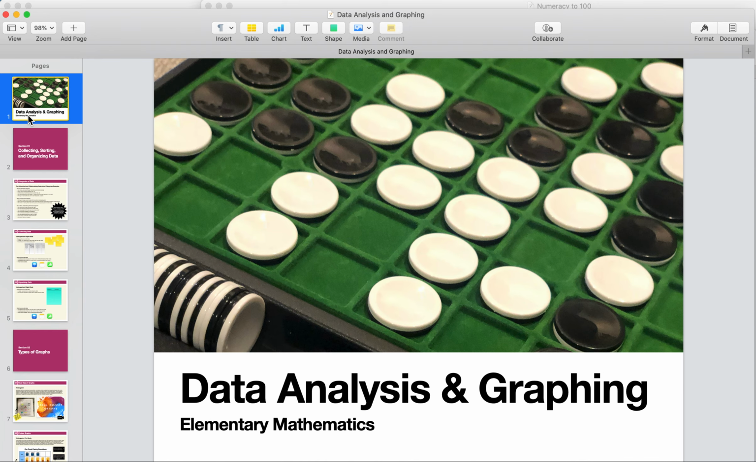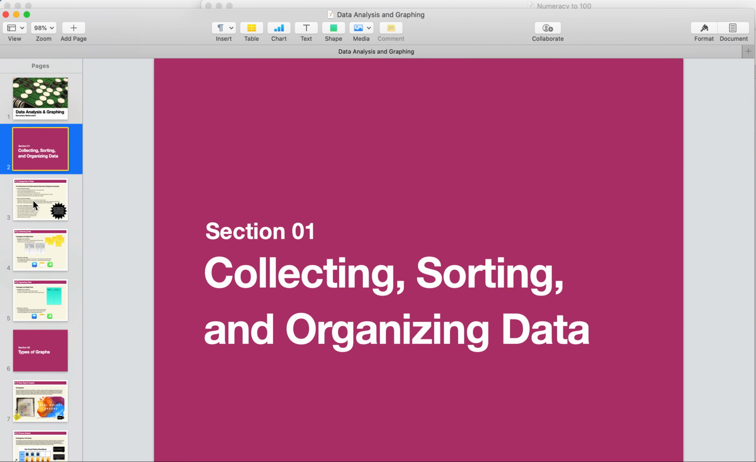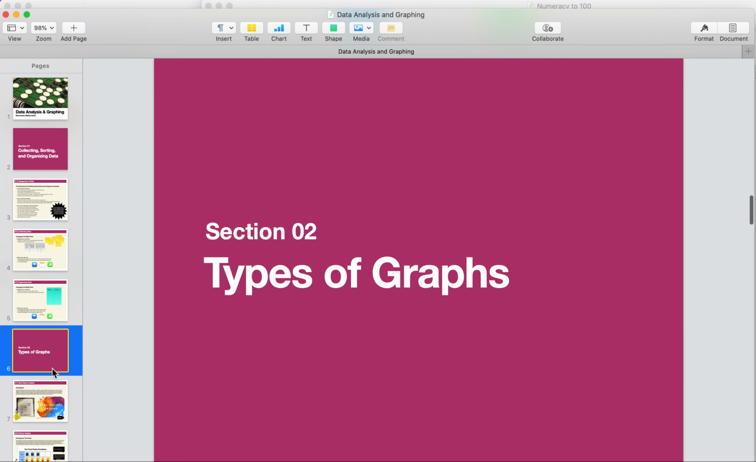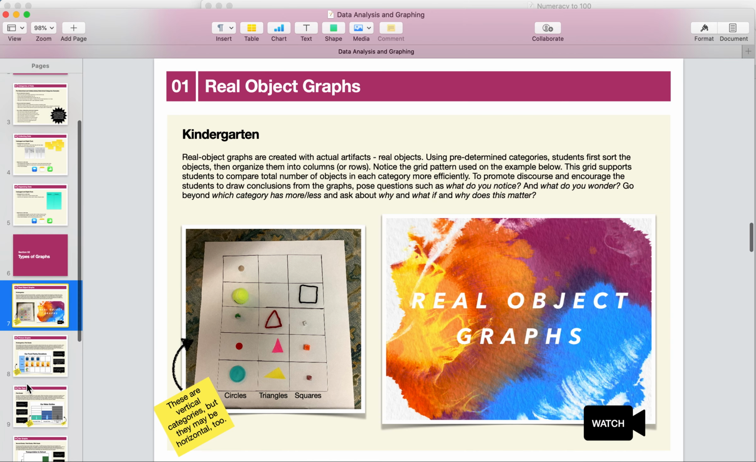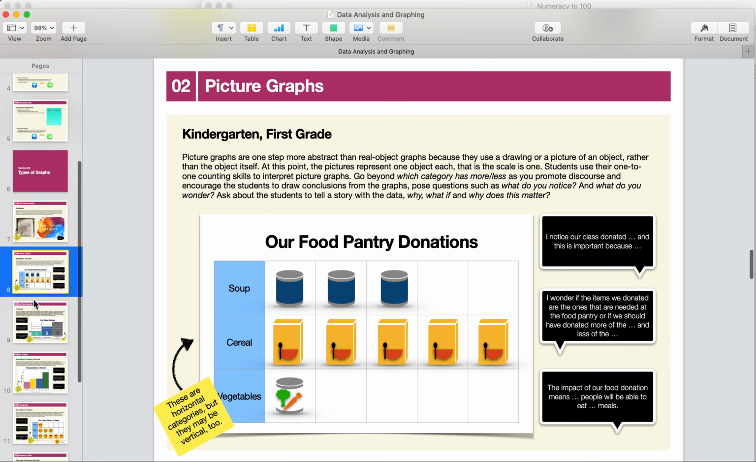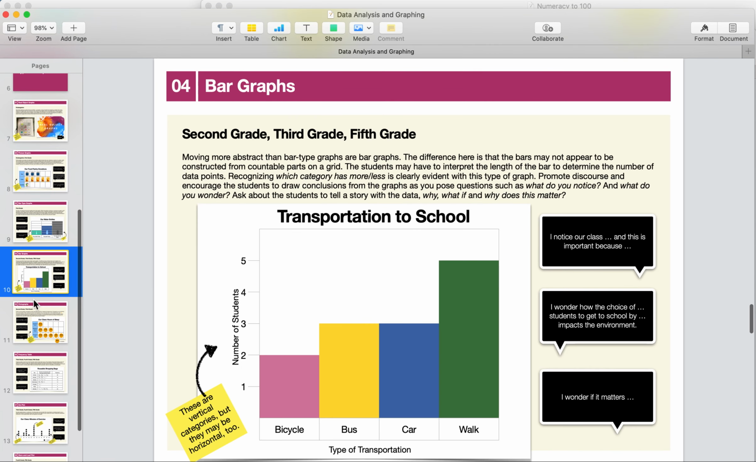So this Pages file is about all the different types of graphs that the students learn about in elementary school, beginning with real object graphs in kindergarten. So I'm going to navigate all the way to the 4th type of graph, which is bar graphs, and you'll see an example of that as well as some prompts to utilize with your students.